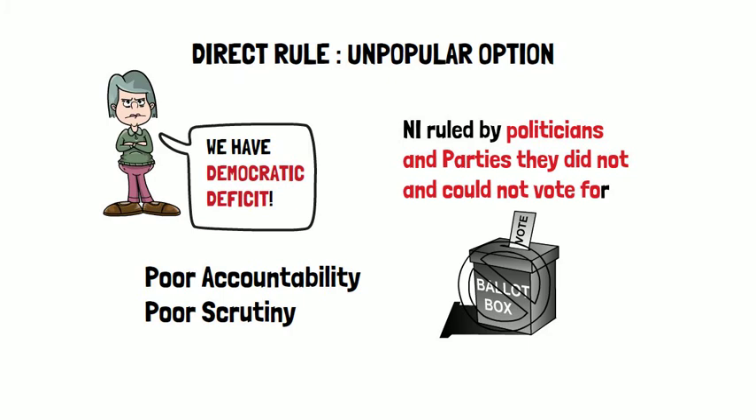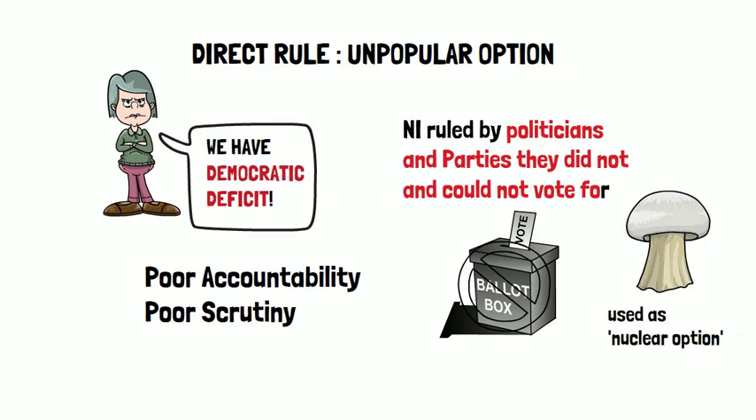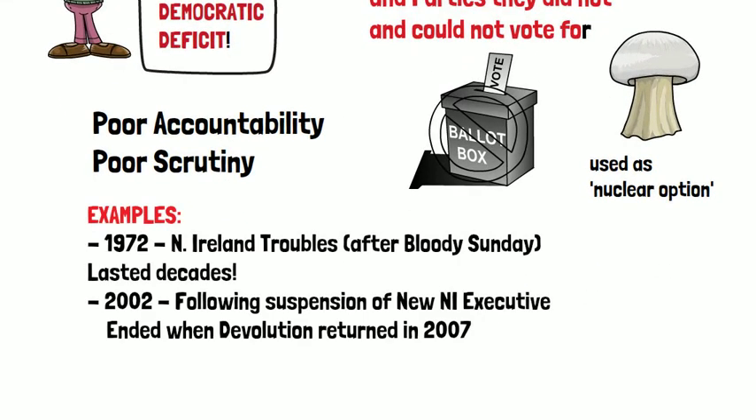Again, none of the political parties or the UK government generally favour direct rule, and it's only used almost like a nuclear option in the most extreme circumstances because it generally does have lots of issues about it. However, it has been used in the past, and the key example would be 1972.